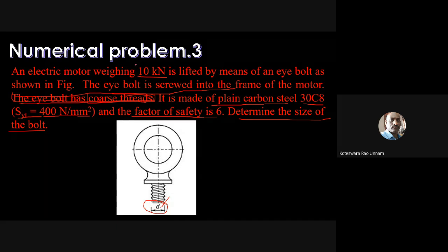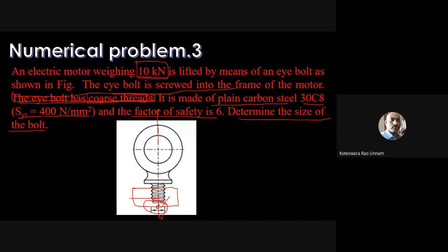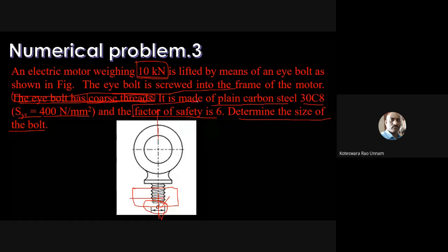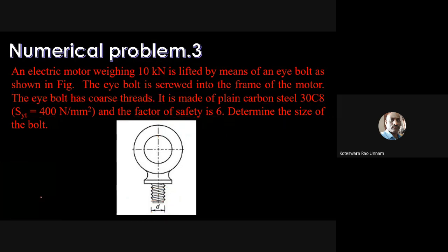He has given the load on the bolt, so that is the tensile load. We'll consider only the tensile stress because you are lifting with the bolt in the upward direction. You are using the bolt to lift the weight, and the weight is acting vertically downward here. Therefore the bolt is subjected to a tensile stress. We'll ignore all other stresses, whatever they may be, if they are minor in value, because we are using a factor of safety of 6 here. So we'll consider only tensile stress to determine the size of the bolt.